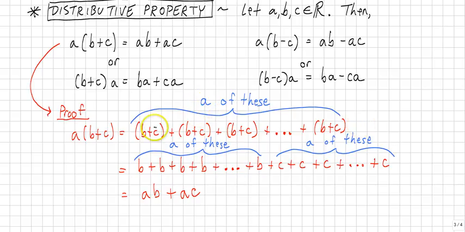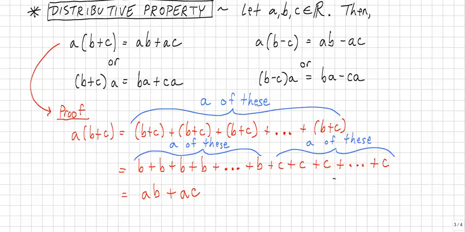Well, if we rearrange it, we've got B plus B plus B plus B. There's a bunch of B's. So if we just put all the B's together, and then we put all the C's together, so C, C, C, C, we know that there's going to be A of these, and there'll be A of these.